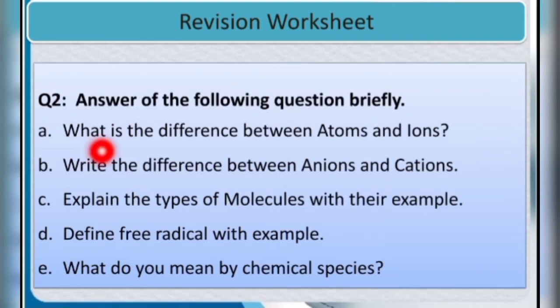Question number 2. The following questions are given to you and you have to solve these questions. Number 1. What is the difference between atoms and ions? Number 2. Write the difference between anions and cations. Number 3. Explain the types of molecules with their examples. Number 4. Define free radical with example. Number 5. What do you mean by chemical species?